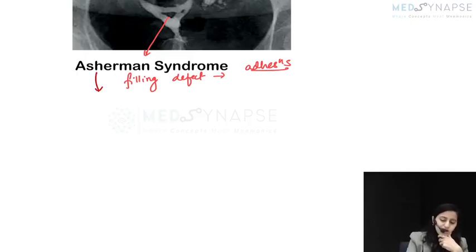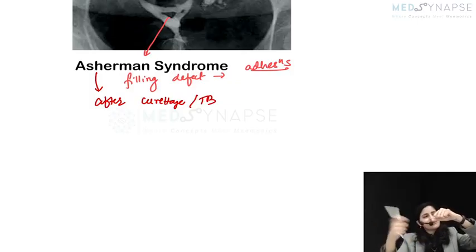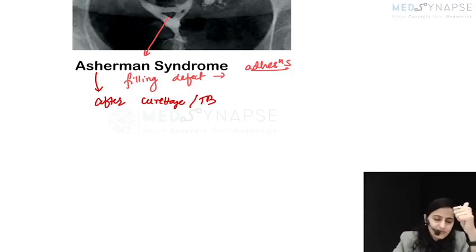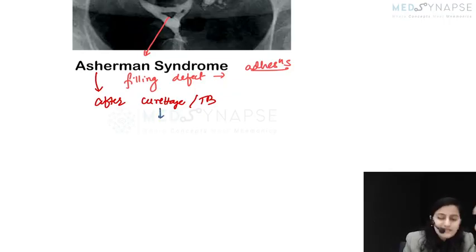So this is common after curettage. D&C, TB, these are common causes of Asherman. Okay, so affecting the endometrial lining, if you do the curettage, the endometrial lining is damaged, there is adhesion. TB causes scarring everywhere, so adhesion, TB. So Asherman syndrome, can it lead to amenorrhea? Yes, secondary amenorrhea हो सकता है, but यहाँ पे hormonal level सब कैसे रहेंगे? Normal.